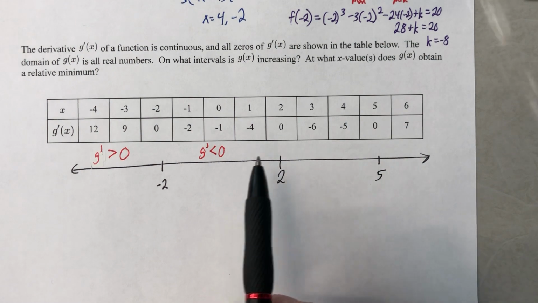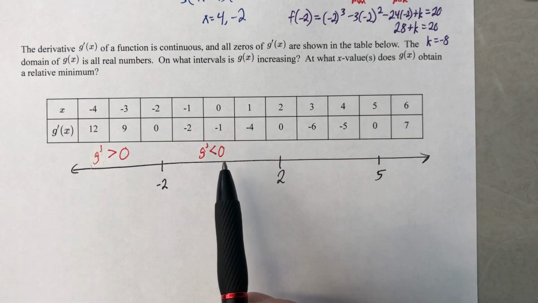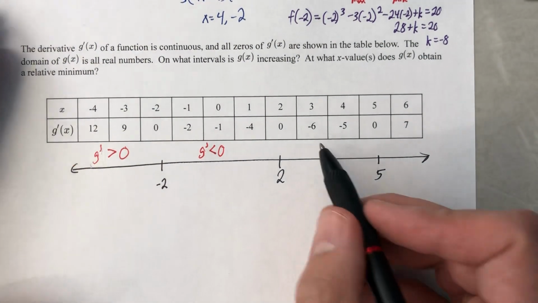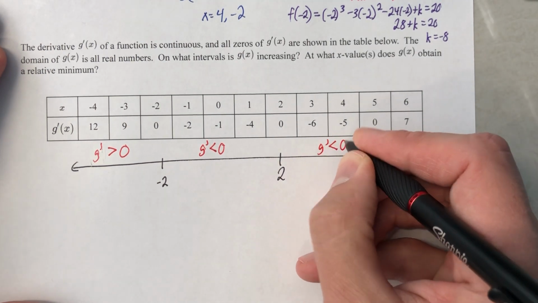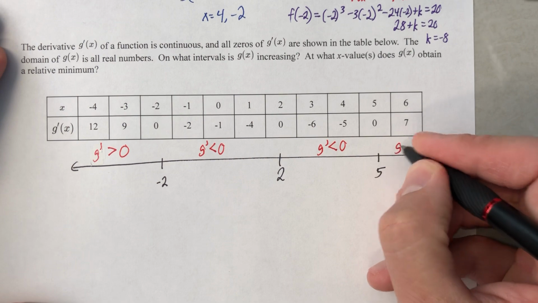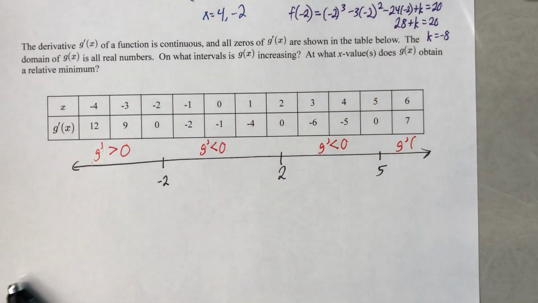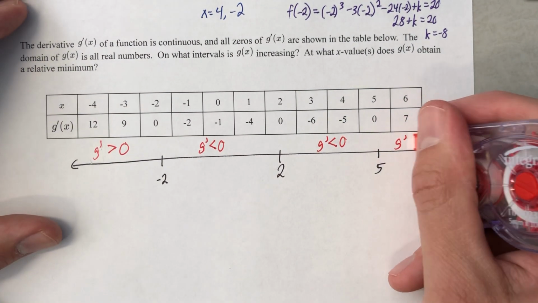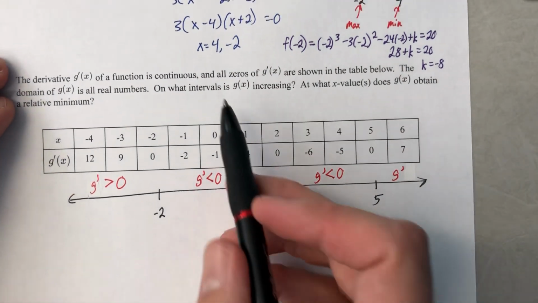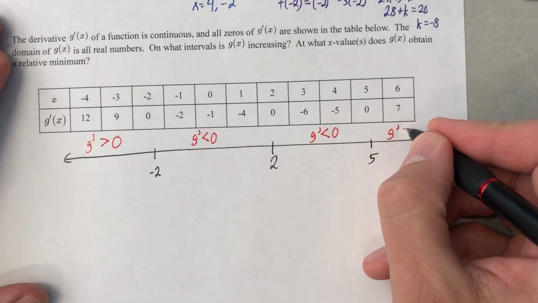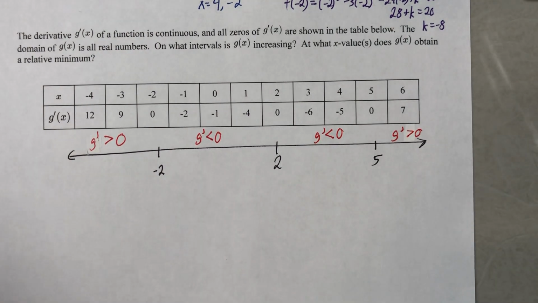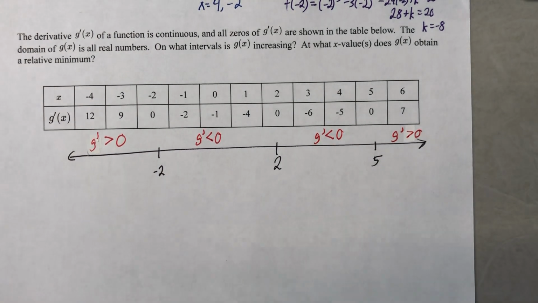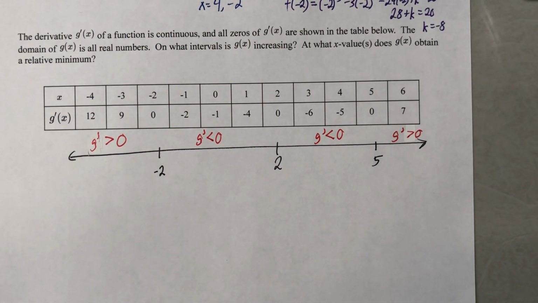We're not going to play that game of is it going up, is it going down. Is the derivative positive or negative? The derivative is negative. The derivative is positive. How do you know you got them all? Because they said all zeros are shown in the table below. And also the continuity helps. The fact that we have continuity is tremendous. We had to have continuity in order to be able to do this.